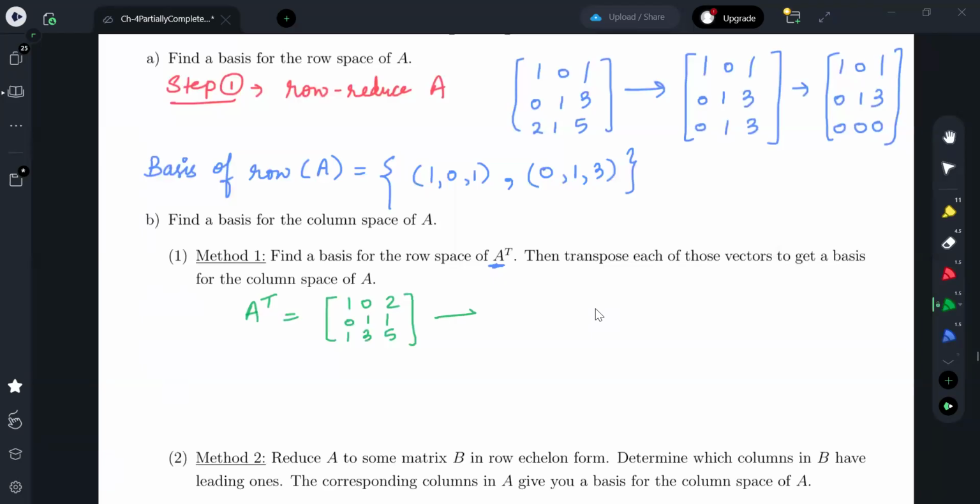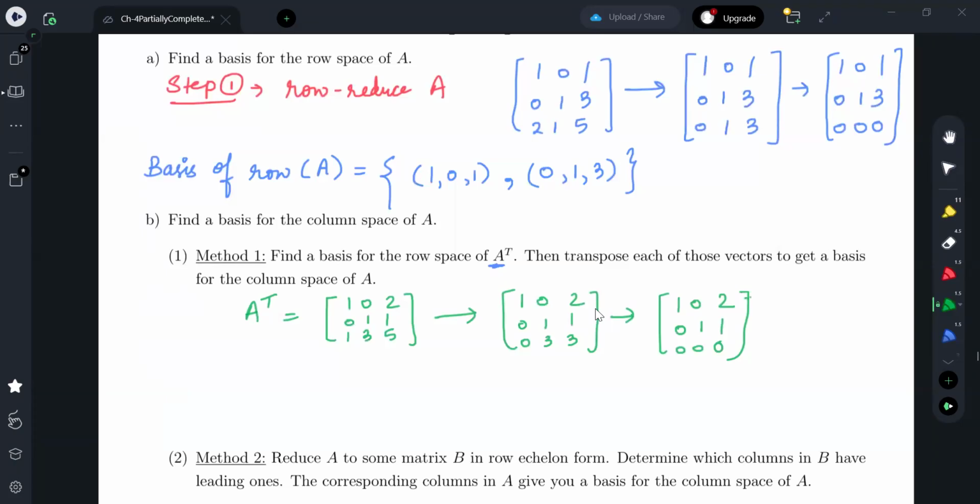Row reduce this, what do you get? I can just subtract this row. Okay, I see a redundant thing happening, right? 0, 1, 1, 0, 0. I'm not going to write the row operation. You guys are champions in finding the row operation that I'm using, right? Okay. Then transpose each of those vectors to get a basis for the column space.